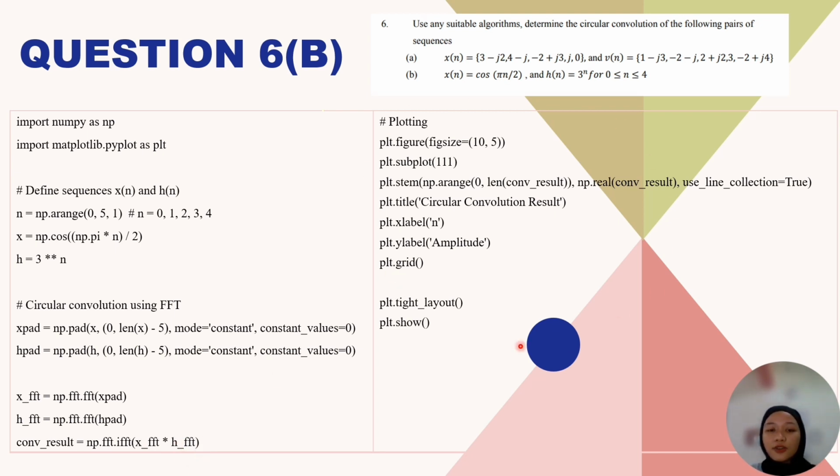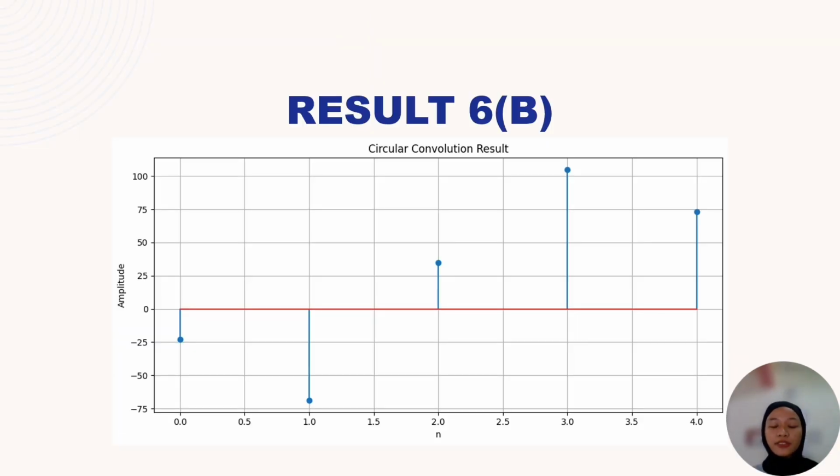And this is the coding for the plotting. The figure size is also 10 inches in width and 5 inches in height. It will be separated into 111, and the title of the signal will be circular convolution result. The x-axis is n and the y-axis is amplitude. And this will be the result of question 6b of the Python coding.